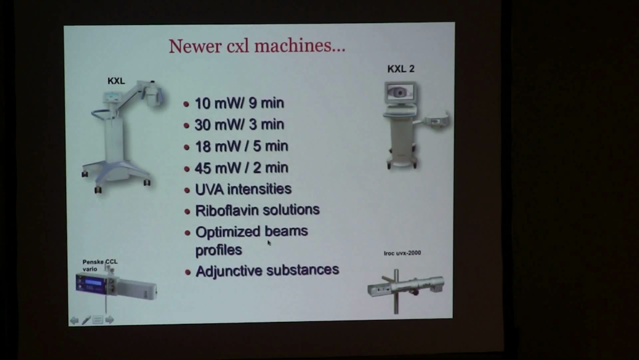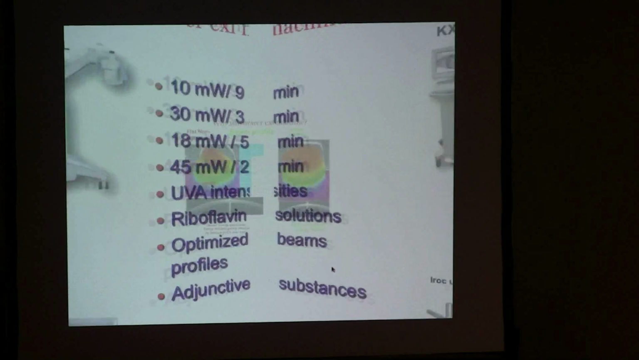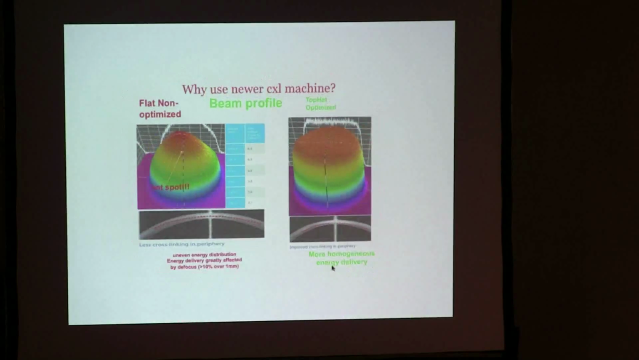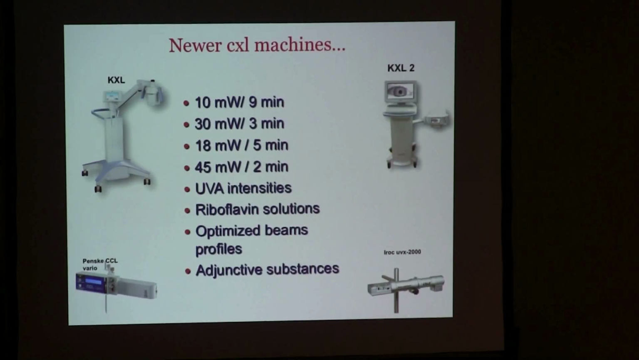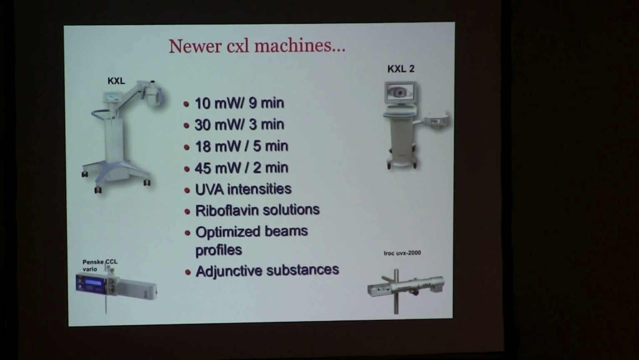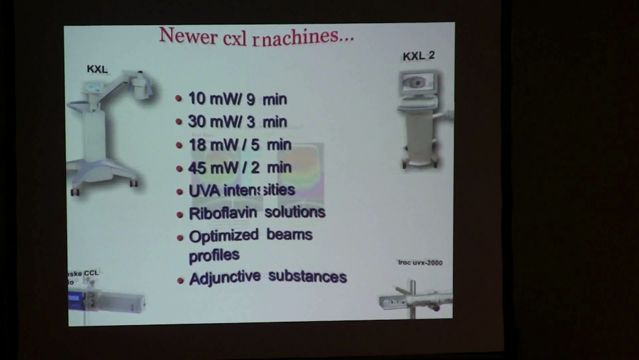And what about the new cross-linking machine? The new machine allows you to choose a lot of energy power modulation, from 10 milliwatt to 45 milliwatt, and it also has an optimized beam profile that is very, very important.